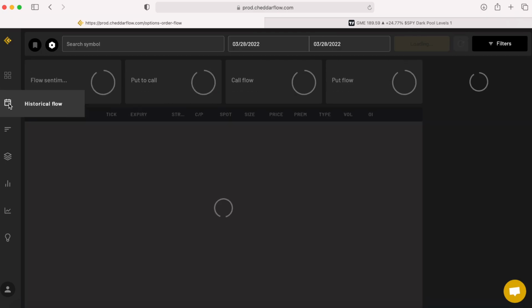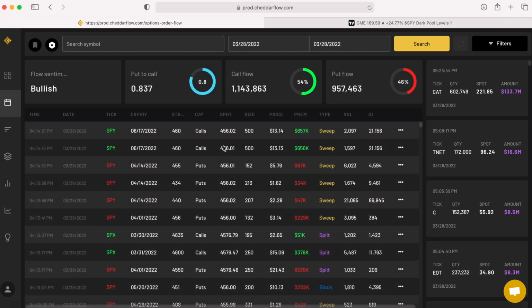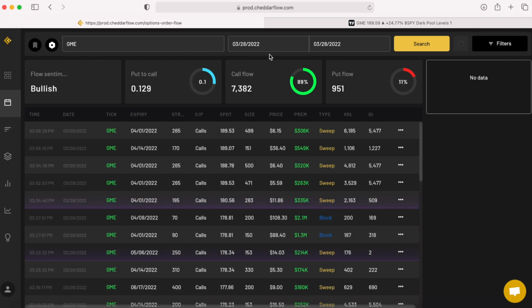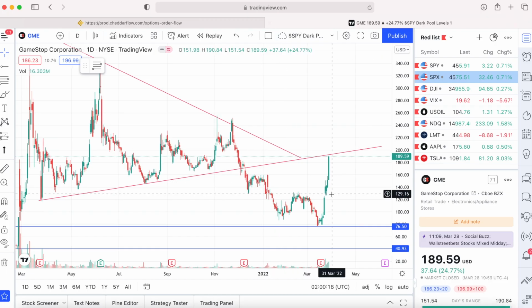I personally really like to use this tab because I can either backtest to see what worked in the past in terms of flow and my technical analysis convergence. And also you can just get a sense of what kind of names are really bullish from the past week. So the example I'm going to be using today is none other than GameStop. So GME, this thing has been going up a lot lately. I'll just show you a reference on the chart.